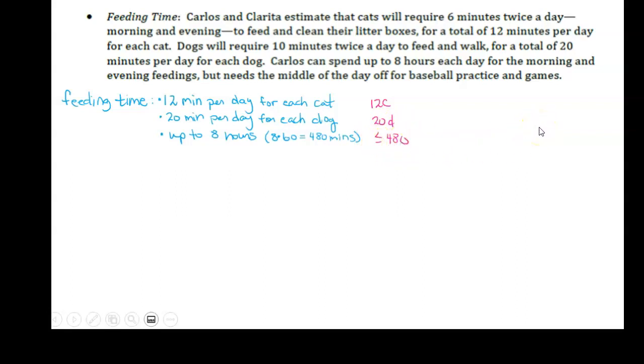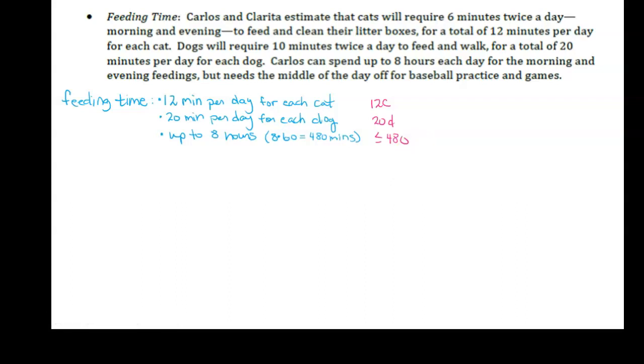Now, if you think back to lesson 2 in this unit, we looked at a constraint and we wrote the algebraic equation to represent that constraint, and then we converted it to an algebraic inequality. And we discussed how the algebraic equation represented the boundary line, or all of the points that met the constraint exactly. So in this case, if we were to use these expressions to write an equation, it would be 12c plus 20d equals 480. And that would represent the boundary line of our graph.